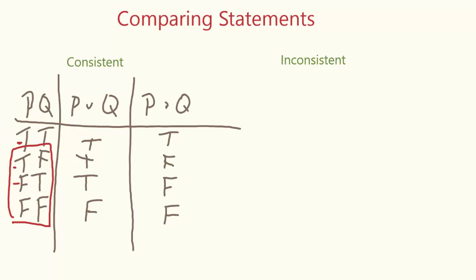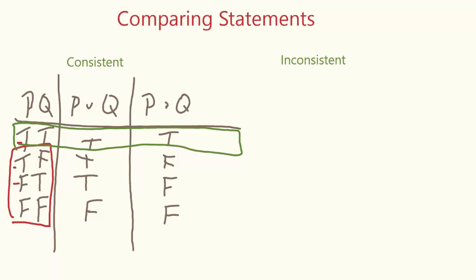But when checking for consistency, what we're going to be looking for is to see that there's at least one situation, that is one row, in which both of our propositions come out to be true. All we need is one. And in our first situation, we find it. When both P and Q are true, then our disjunction and our conjunction will be true. So they're consistent.